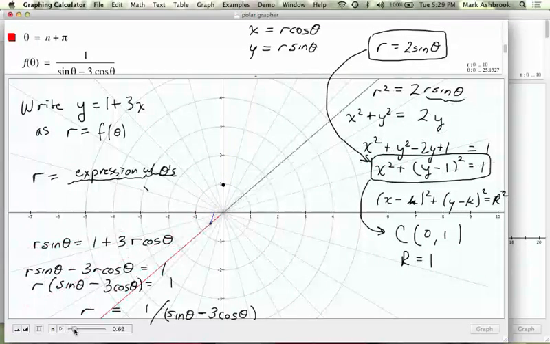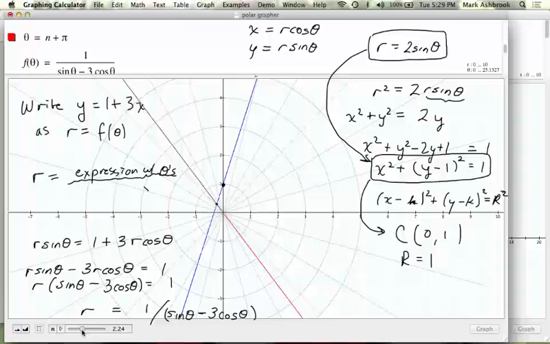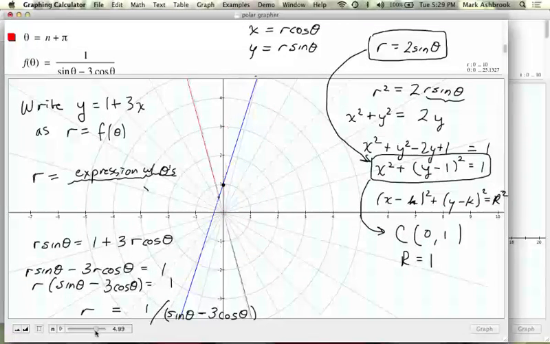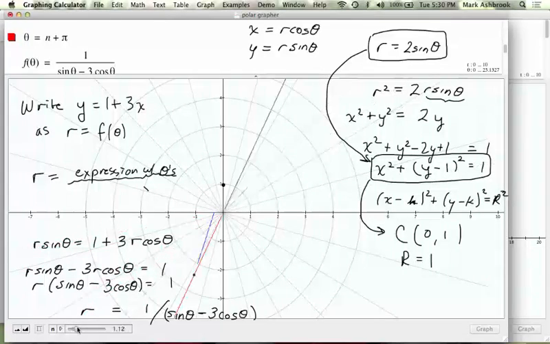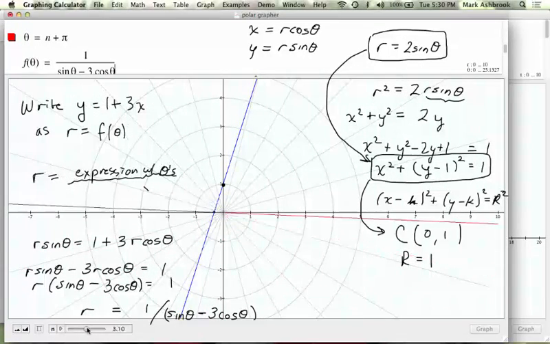So here's how it gets graphed as theta increases from 0 to 2 pi. So it's just y equals 1 plus 3x. What's the big deal? Why is this just kind of a weird fraction equation? Yeah? Just because as your angle is changing, it's the distance from the center is constantly changing. Okay. So the distance from the center is changing. Well, that was true about the other one we had too.